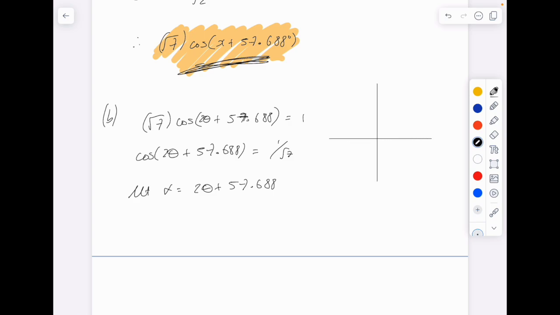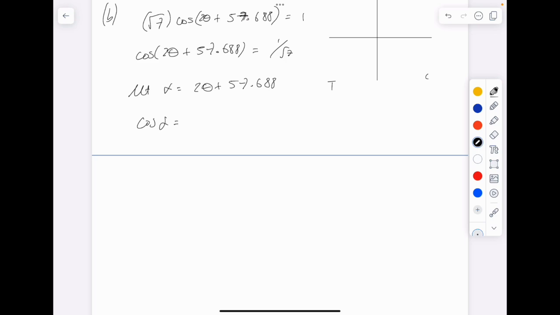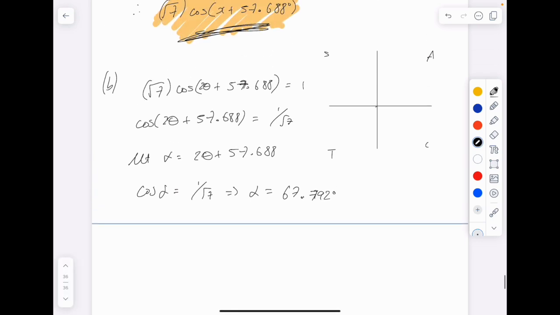Now, if we've got this CAST diagram here, we have to say to ourselves, if we have cos alpha equaling 1 over root 7, what's alpha going to be? If I go to my calculator and work that out, what I'm going to get is an angle of 67.792 degrees. So this is going to be our angle here.